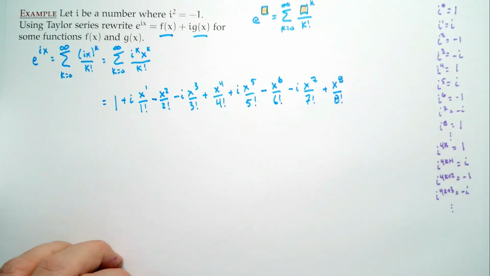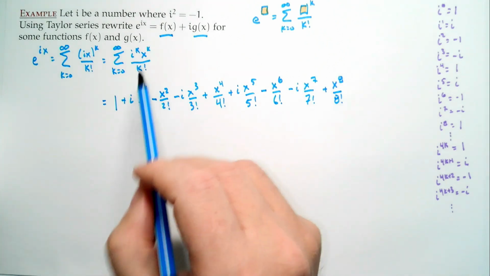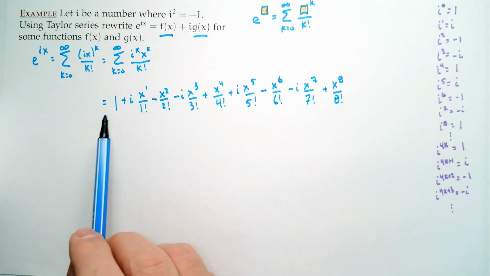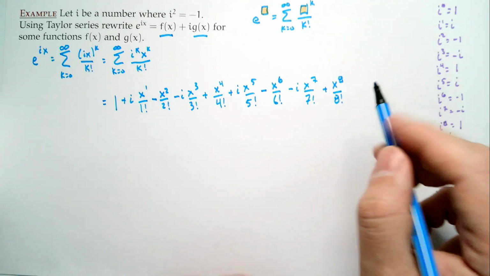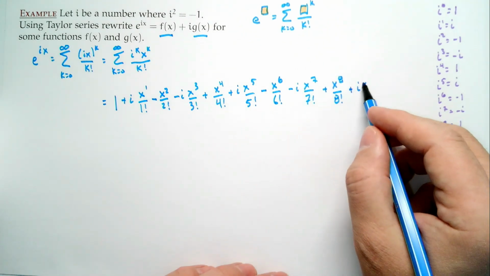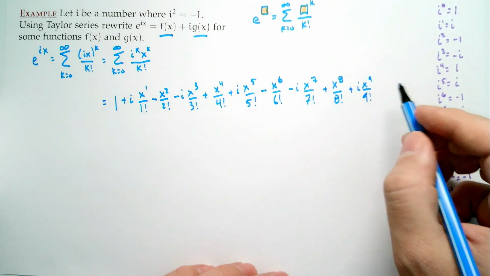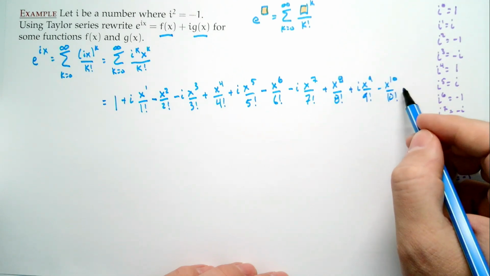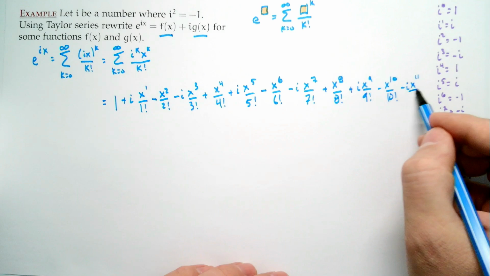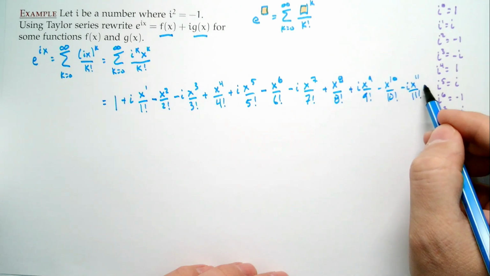So what's happening is we still have that x to the k over k factorial, but our coefficients are going to be 1, i, minus 1, minus i, 1, i, minus 1, minus i, 1. And so the next term would be i, and then minus 1, and then minus i. And this is just going to keep going forever.